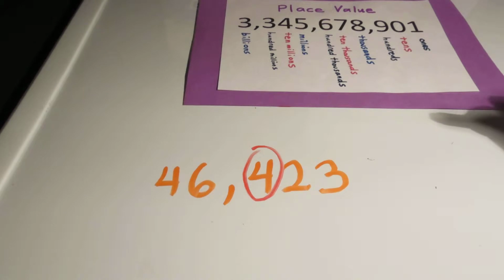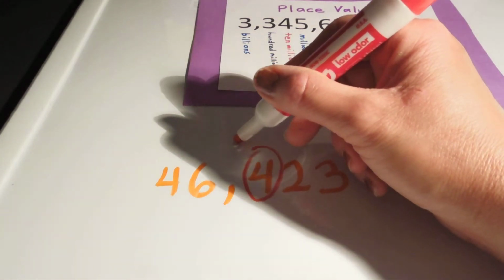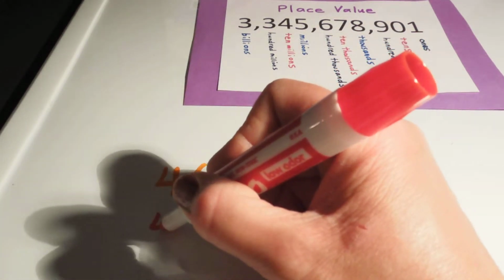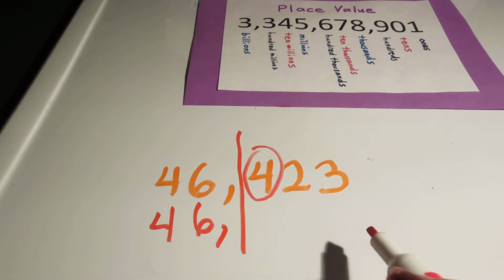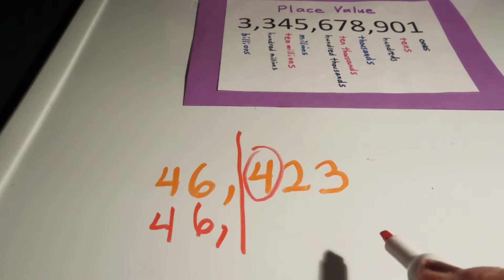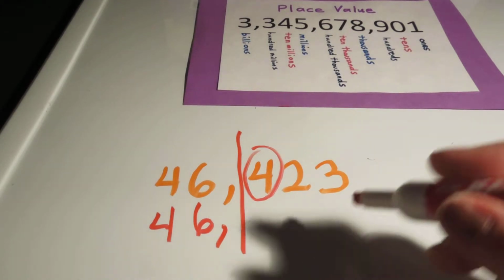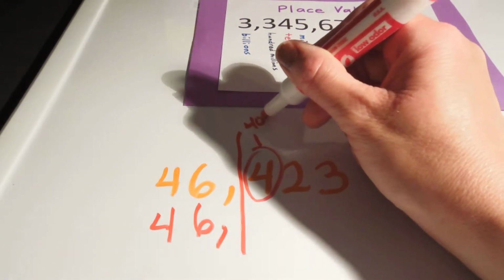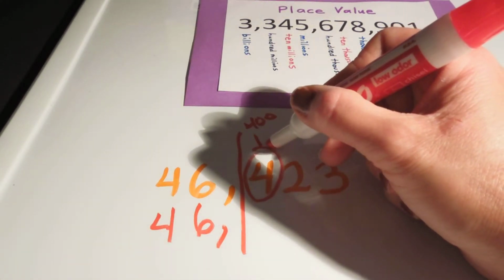Okay, now anything to the left of the number that I'm rounding is going to pretty much stay the same. So I'm going to draw a big straight line. And so 46,000 is going to be the same. I'm only rounding the end of the number and I'm counting by hundreds. Remember, hundreds. Now, my first two choices that I could round this number to are 400. And then the next 100 that's higher is 500.